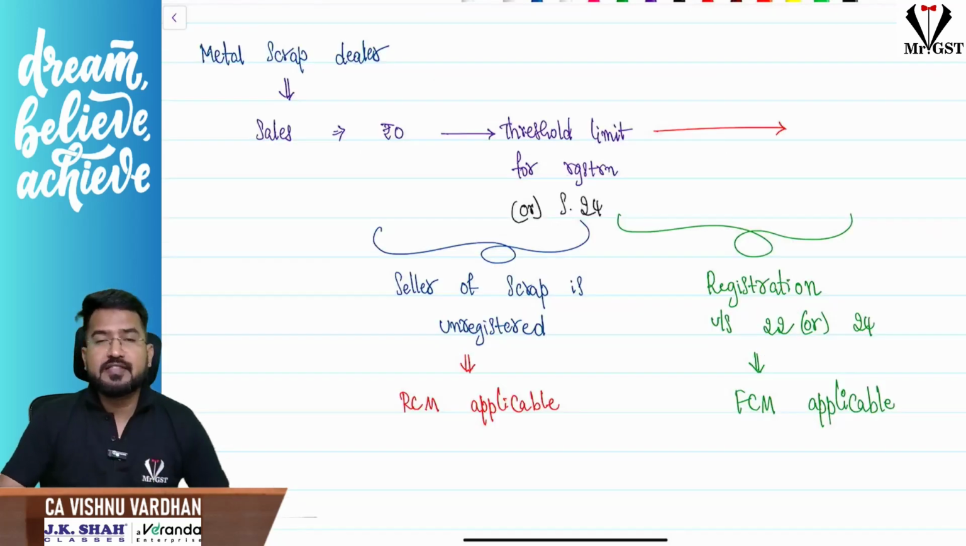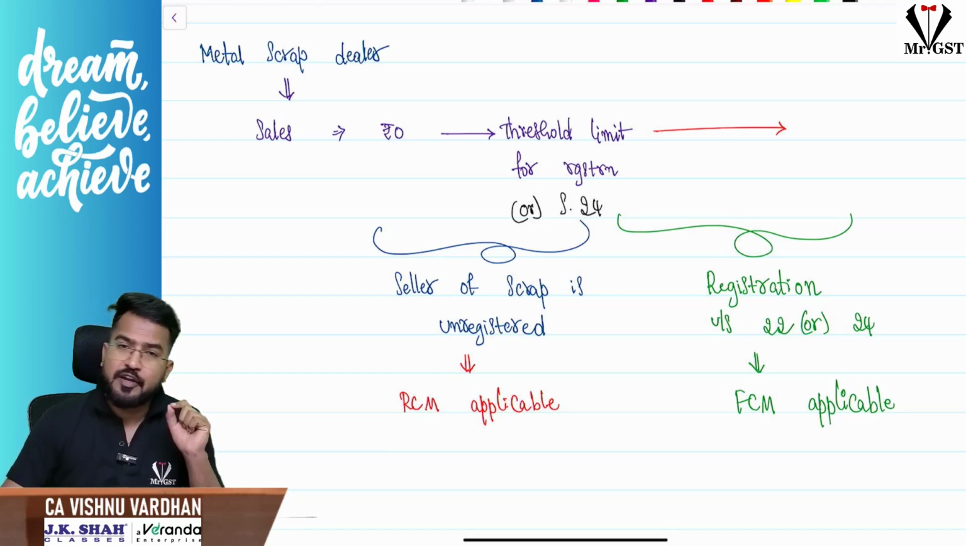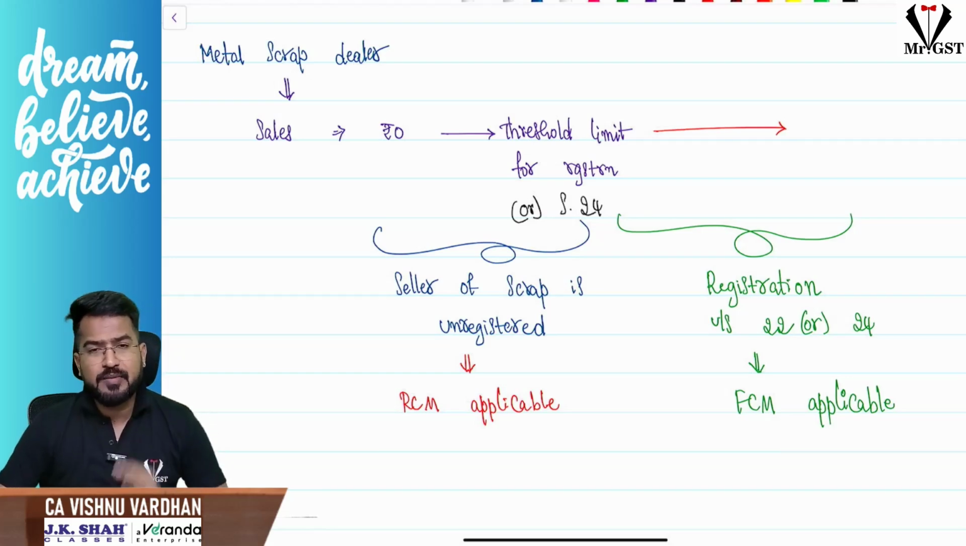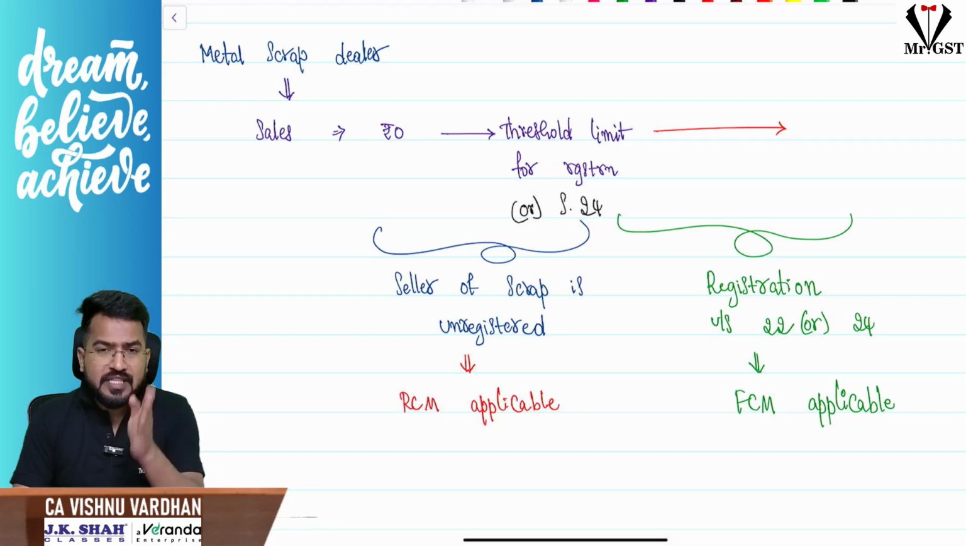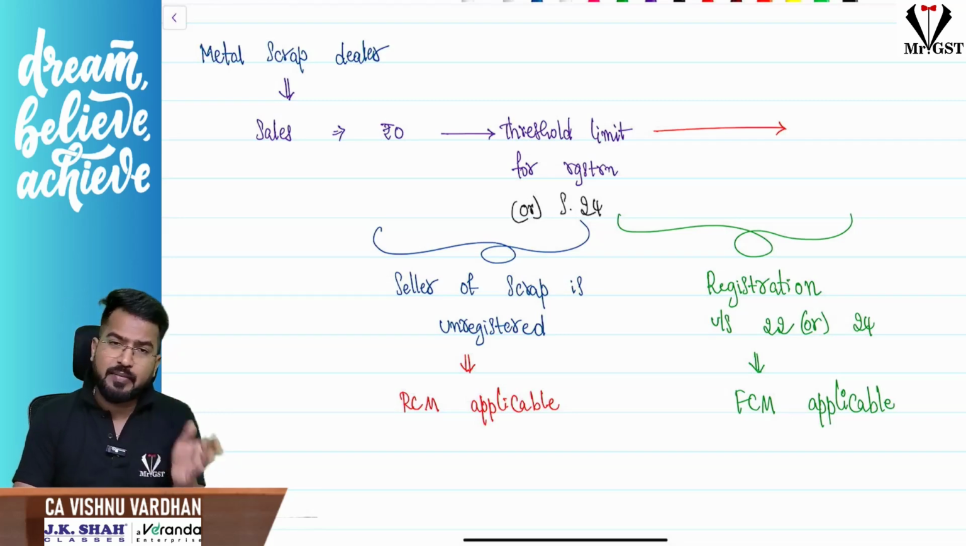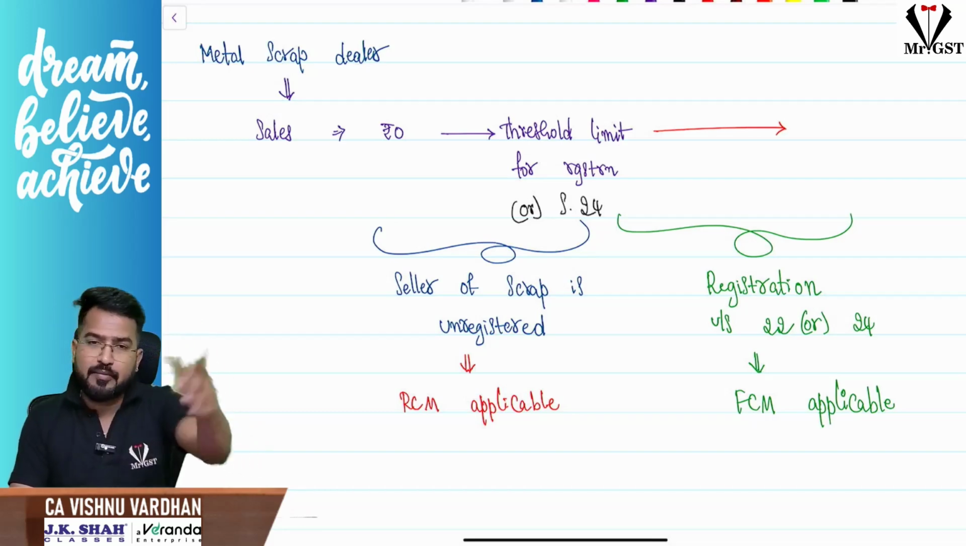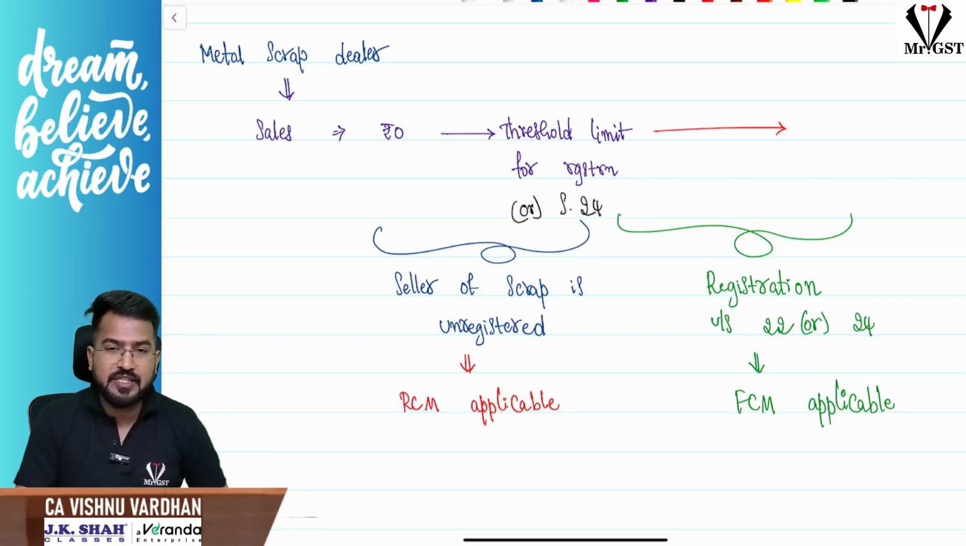The next one is with respect to registration for metal scrap dealers. Please understand, metal scrap dealers can start their business and do business without registration up to the threshold limit, where section 22 or section 24 comes into picture. Till section 22 or 24 is triggered, they can make turnover without any registration, and because they are unregistered, the opposite party is liable to pay GST under RCM. RCM will come into picture because of sale of metal scrap by an unregistered person, if the opposite fellow is a registered person.